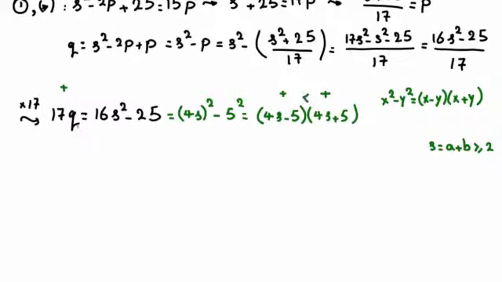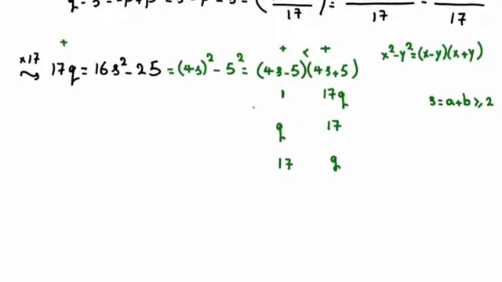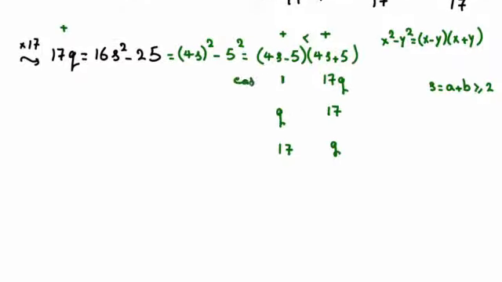Now, if we want to check the cases, one factor can be 17q and the other can be 1. Because q is prime, you can divide it into two numbers: 17 and q, or q and 17. And yes, we have only these cases. So, let's consider these three cases: case 1, case 2, case 3.